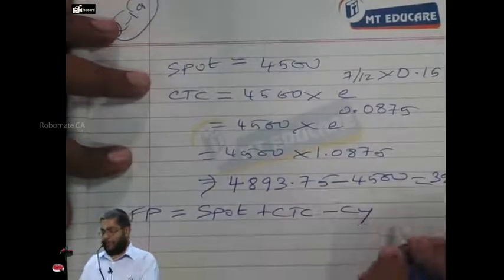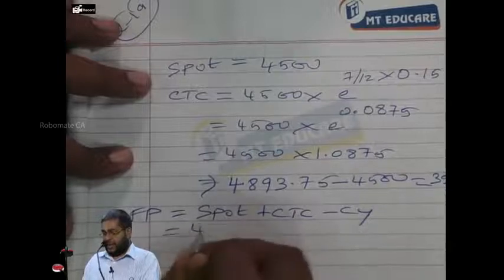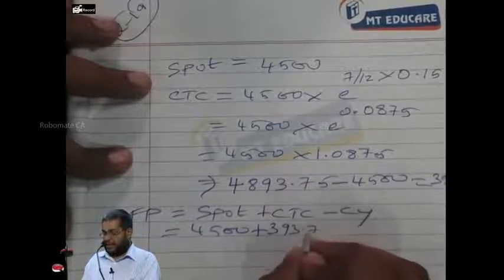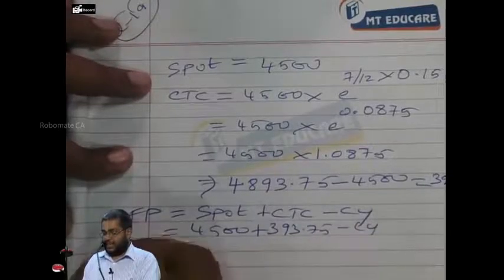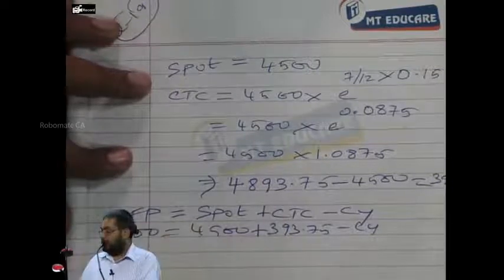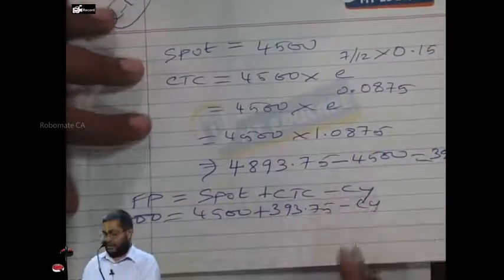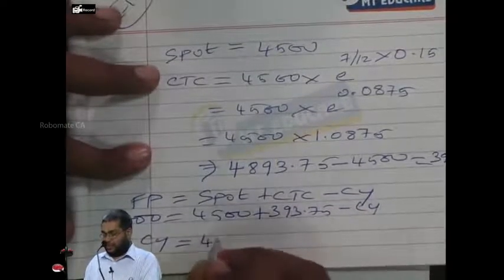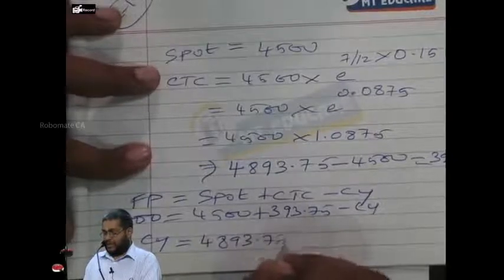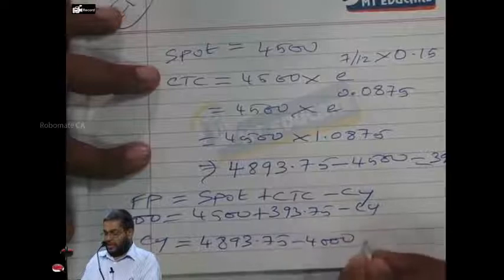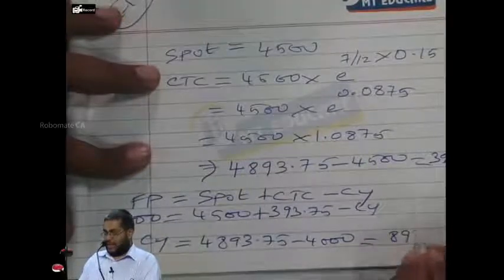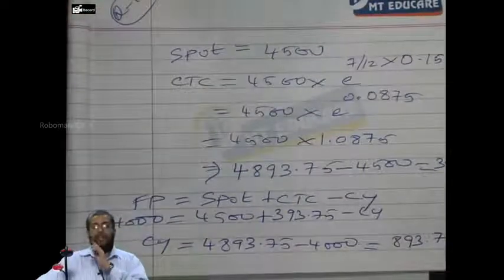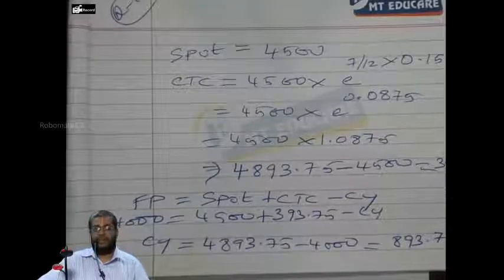Now, spot price plus cost to carry minus convenience yield equals the future price. The spot price is 4,500, the cost to carry is 393.75, and the future price of Infosys is 4,000. Now rearrange. Convenience yield is equal to 4,893.75 minus 4,000. How much does it come to? 893.75. The convenience yield is 893.75.